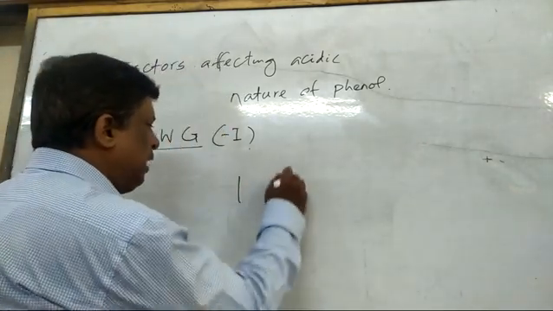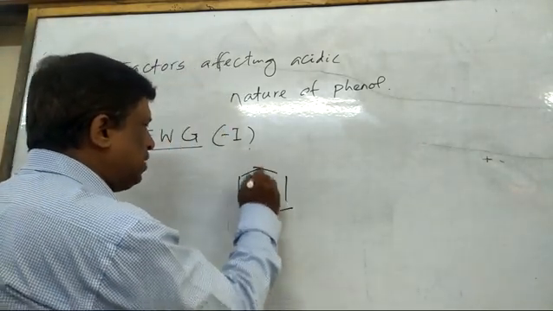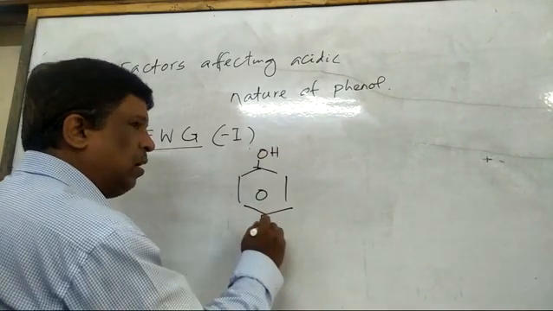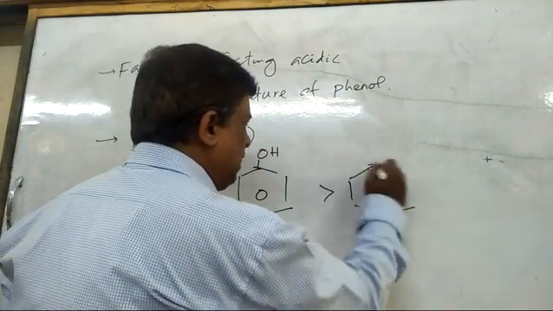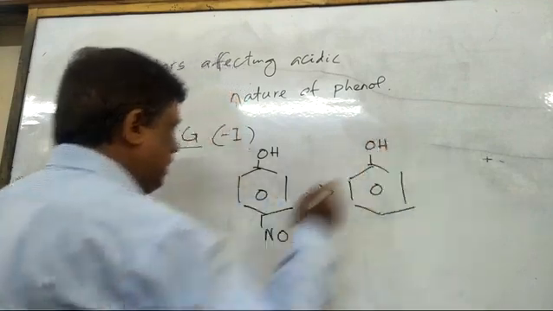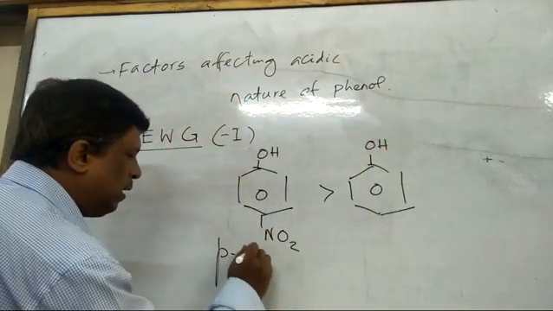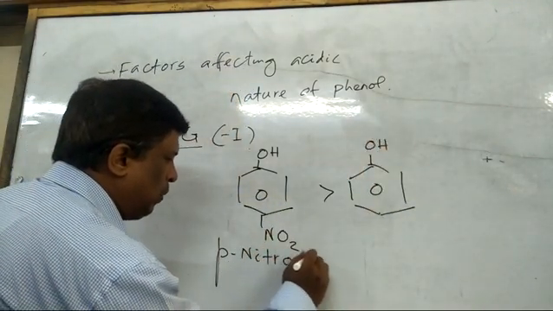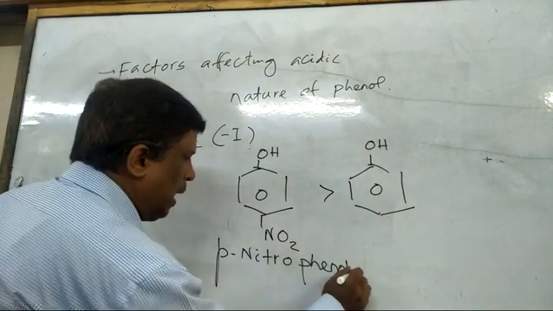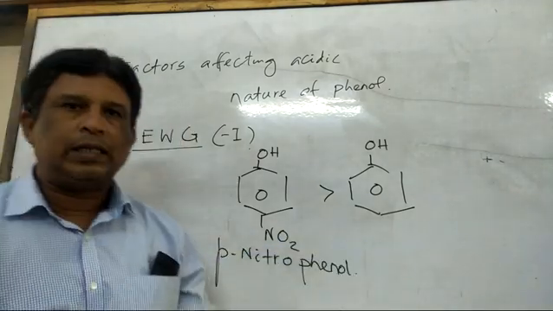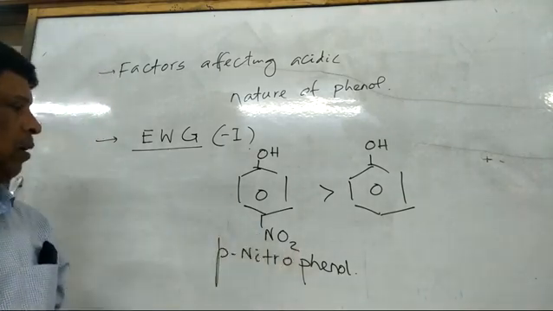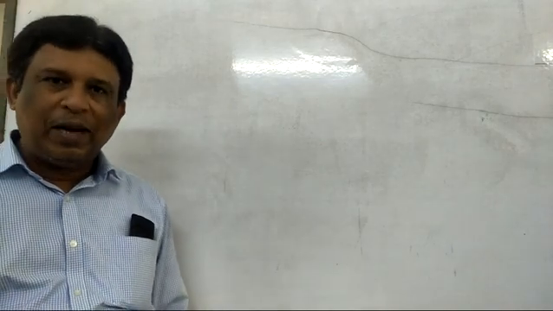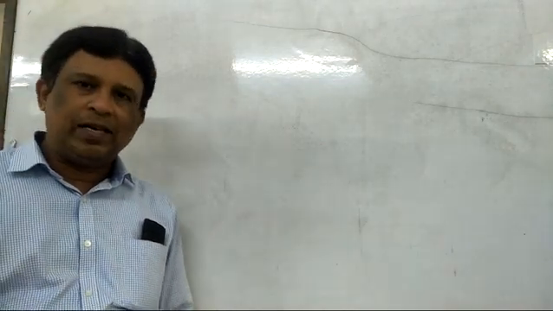If we give an example by taking this one, p-nitrophenol is a stronger acid than phenol. Para-nitrophenol is a stronger acid than phenol. Here the group behaves as a minus I group. Point two: the higher the number of minus I groups, the higher the acidic nature.